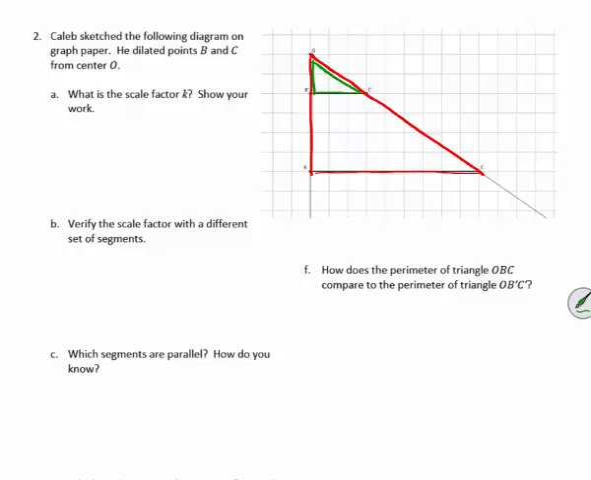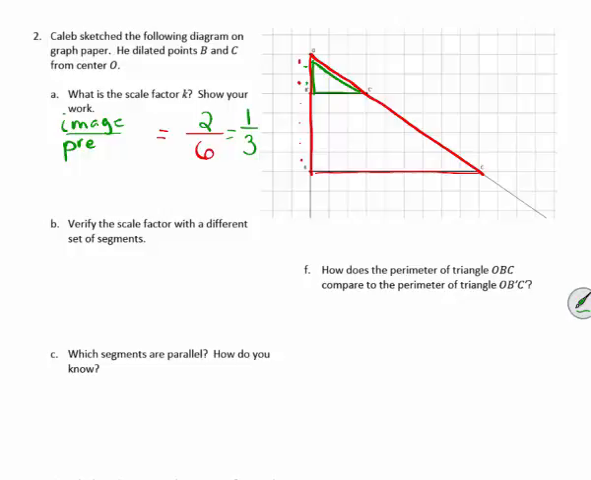Show your work. Well, remember, scale factor is always going to be image divided by pre-image. So I'm just going to count. I can pick any of the sides I want, but I'm going to just count down. So my pre-image is 1, 2, 3, 4, 5, 6 squares. My image is 1, 2 squares. So that reduces to 1/3, right? So this was a shrink. So we have 1/3.